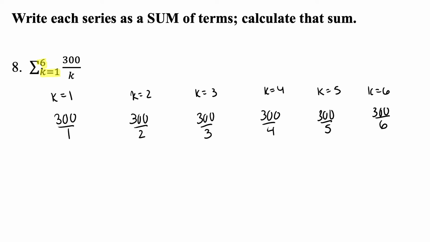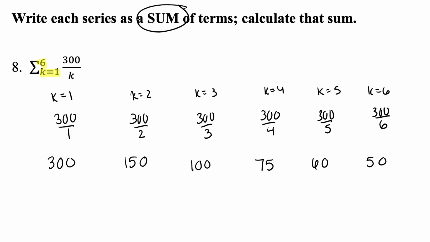But let's go ahead and reduce. 300 over 1 is just 300. 300 over 2 would be 150. 300 over 3 we can reduce to 100. 300 over 4 is just 75. 300 over 5 would be 60. And 300 over 6 would be 50. Again, this is a sum, so we are adding these all together. And when we do that, 300 plus 150 plus 100 plus 75 plus 60 plus 50, we get 735.